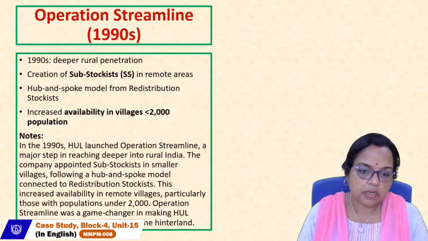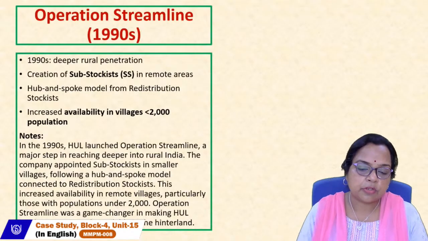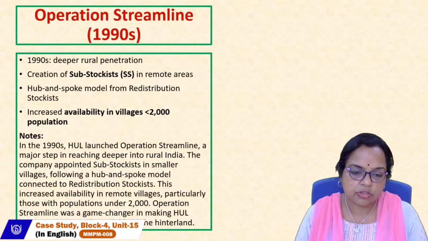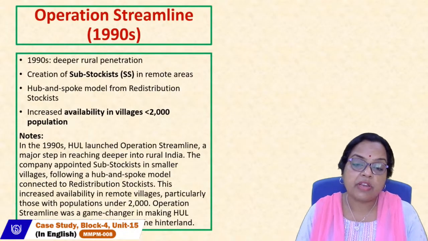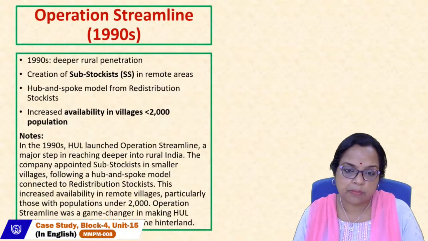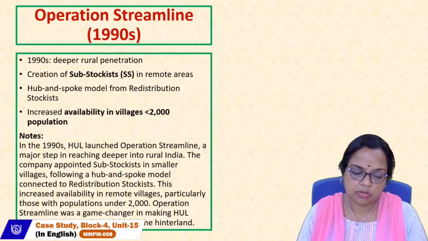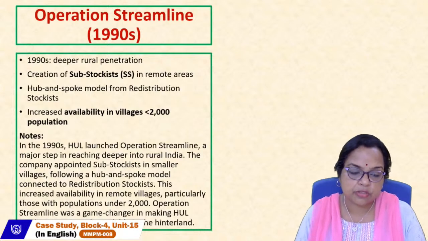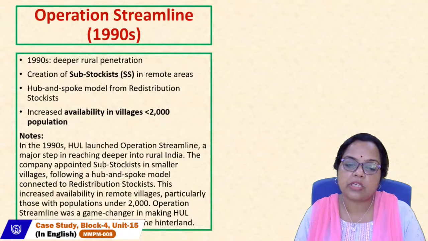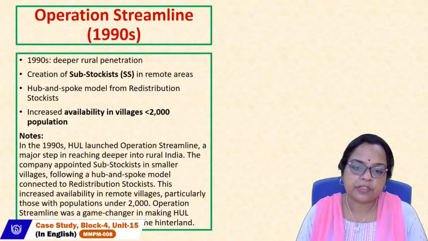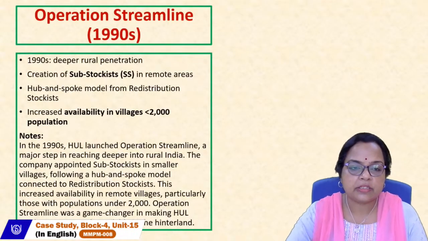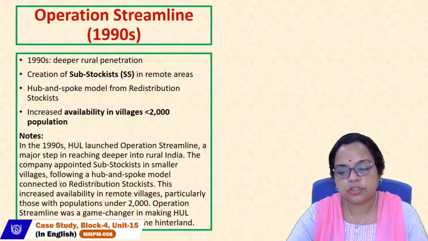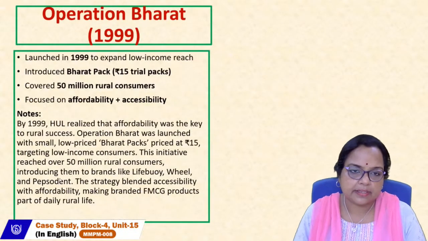They appointed sub-stockists, and these sub-stockists took products from the redistribution stockists and sold to villages with less than 2000 population also. That means every consumer of the rural market of India was introduced to HUL products, used them and gave feedback. So the introduction of sub-stockists is in the name of Operation Streamline, and the model is the hub and spoke model from the redistribution stockist.